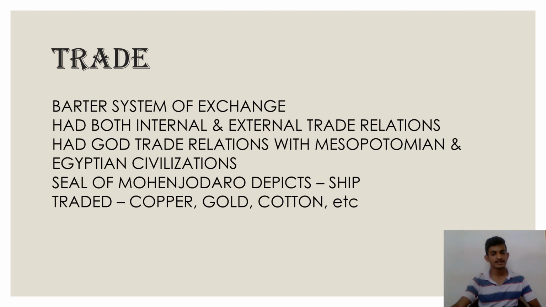Trade. The Indus Valley Civilization had both internal trade and external trade. And the barter system was in practice. They had good trade relations with the Mesopotamian civilization and the Egyptian civilization. And the seals of the Mesopotamian and Egyptian civilizations were found in the Indus Valley Civilization, and vice versa. If you see the seal of Mohenjo-daro, it depicts a sheep. And they traded copper, gold, cotton and a few agricultural products.